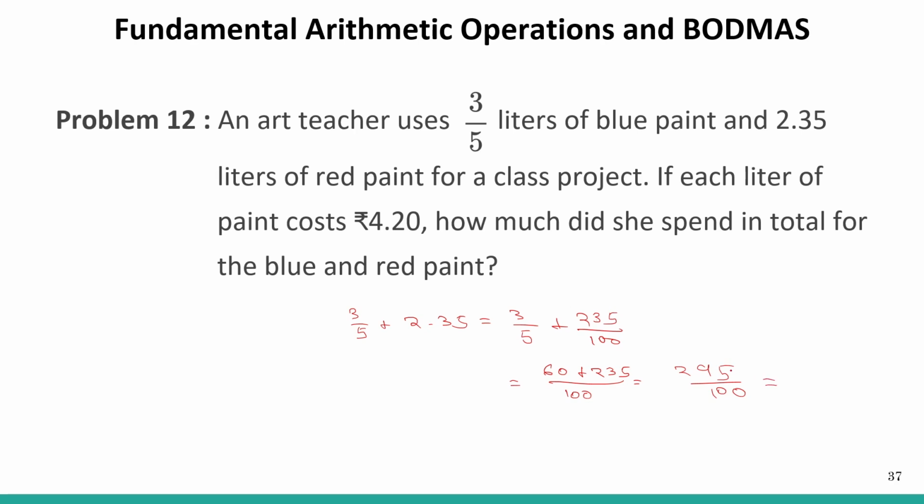So this will be equal to 59 by 20. This is the amount of both types of paint in total. Per liter, what is spent is 4.20. So this is multiplied with 59 by 20. So it will be equal to 420 by 100 into 59 by 20. Whatever it comes to will be the final answer.